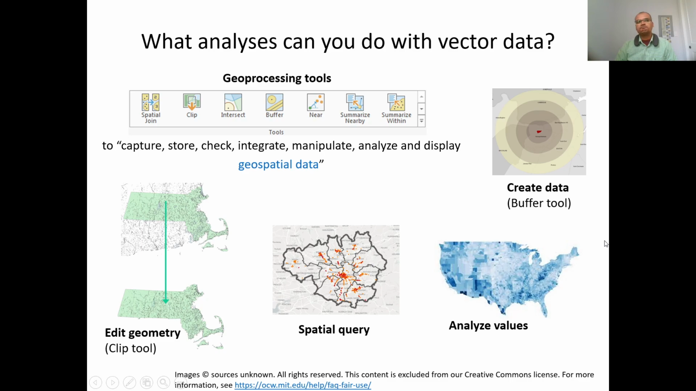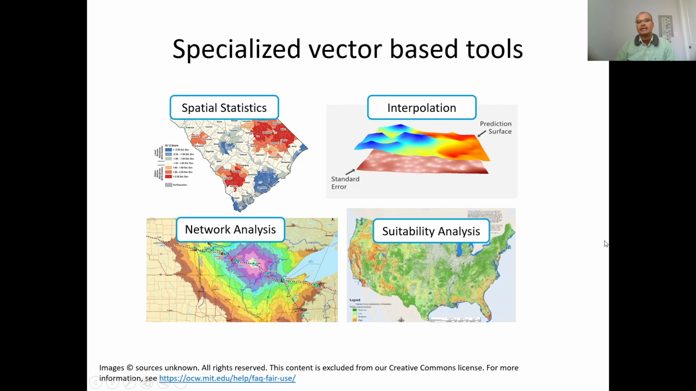And you can even compare multiple layers, subset the layers based on other layers, and extract values and analyze. In addition, vector-based tools also offer specialized analysis like spatial statistics, where you can apply mathematics and statistics to locational data, using which you can identify patterns, clusters, outliers, trends, etc.